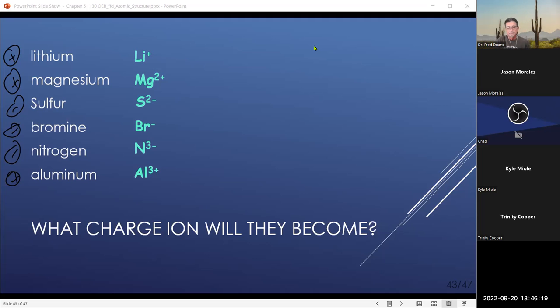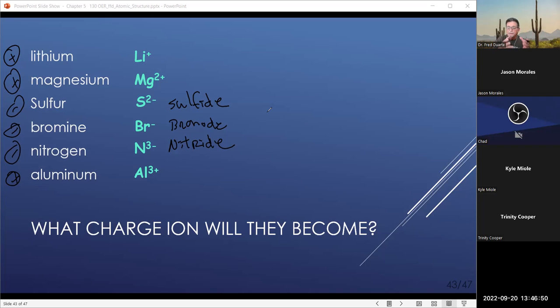Now, some additional stuff here. The names for the ions of the metals remain the same: lithium ion, magnesium ion, aluminum ion. Sulfur becomes sulfide, name-wise. Bromine becomes bromide, and nitrogen becomes nitride.